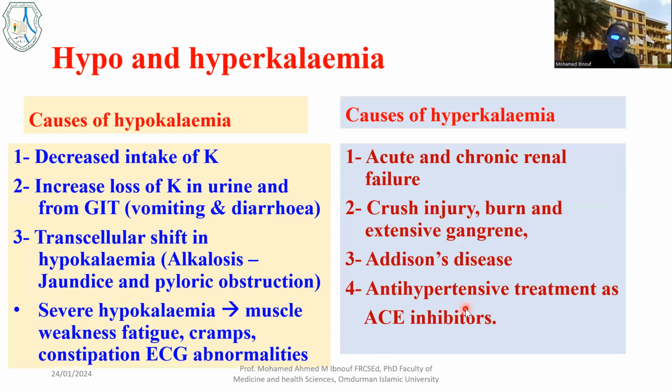Now, the causes of hypokalemia and hyperkalemia. In hypokalemia, the causes are decrease in the intake of potassium, particularly in patients who are receiving normal saline for a few days without receiving the daily requirement of potassium. And increase in the loss of potassium in the urine, in vomitus, and in diarrhea, and in the transcellular shift in alkalosis. Alkalosis causes, as in jaundice and pyloric obstruction, hypokalemia. And in severe hypokalemia, the symptoms can be muscle weakness, fatigue, cramps, constipation, and ECG abnormalities.